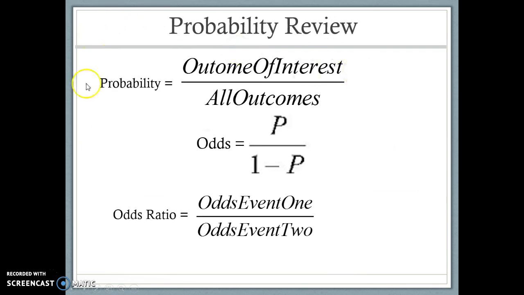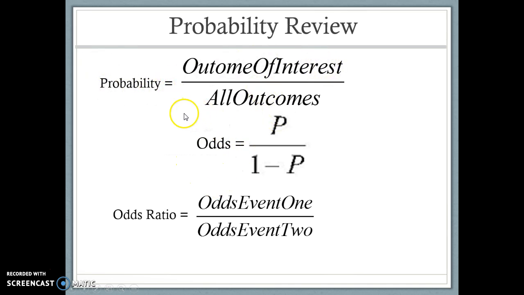Real quick, I just want to remind you of a few things with probability. So we have our probability, which is the outcome of interest over all the outcomes. That's our equation. The number of red cards in an entire deck. The number of people of a certain height over everybody. The probability will be related to that difference.